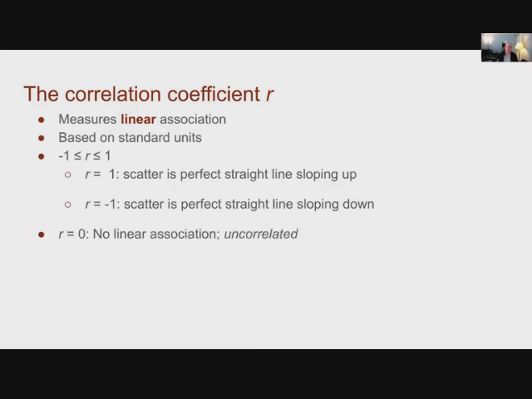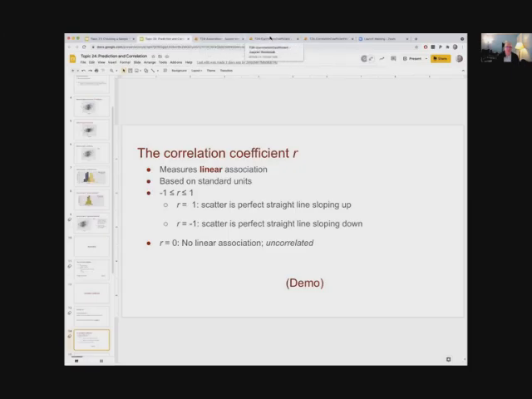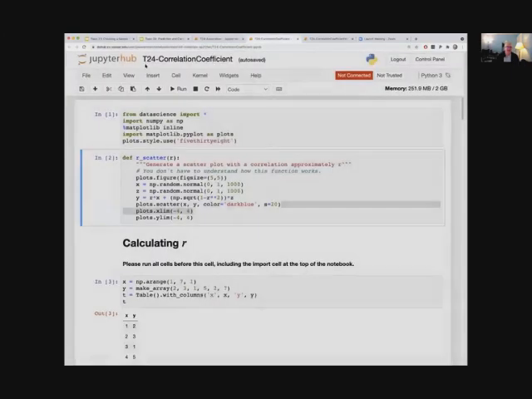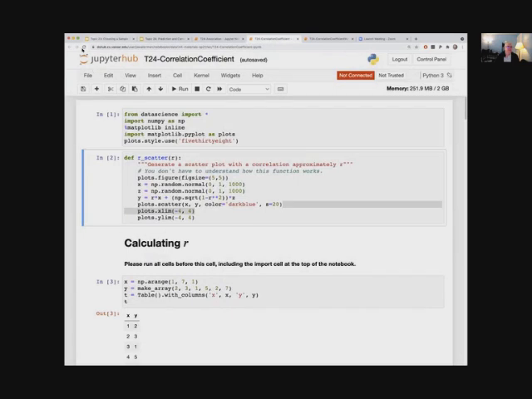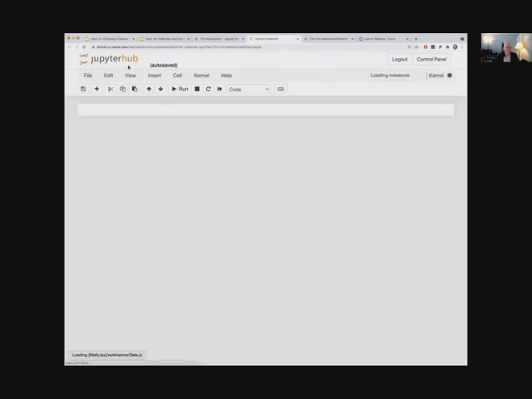And then at the exact middle point, if we have R of 0, we say that there is no linear association. That means the data is uncorrelated. It doesn't mean that there isn't a relationship, just that there is no linear association. And so let's take a look at that. Let me just reload this.